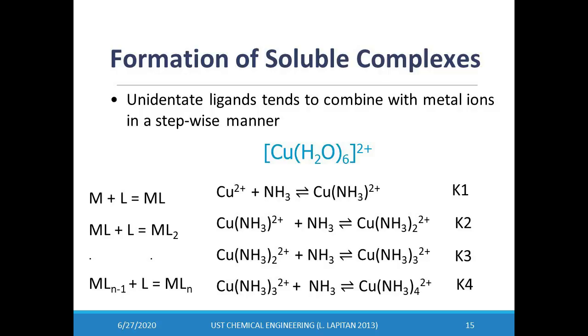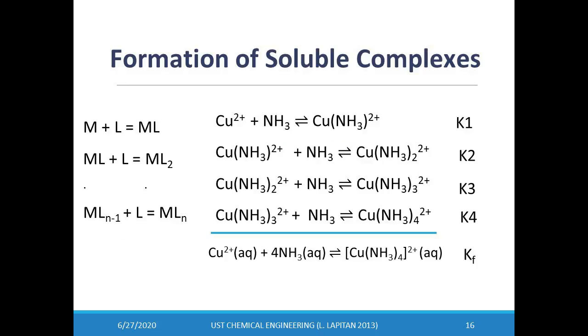These formation constants describe the successive addition of one ligand to the metal ligand complex from the previous step. The sum of the stepwise reactions is the overall equation for the formation of the complex ion. Take note that in this example, the hydrated copper(II) ion contains 6 H2O ligands, but the complex ion that is produced contains only 4 ammonia ligands and not 6.